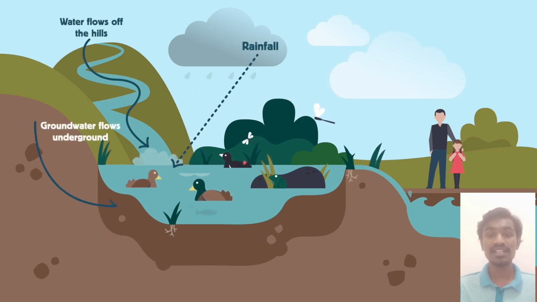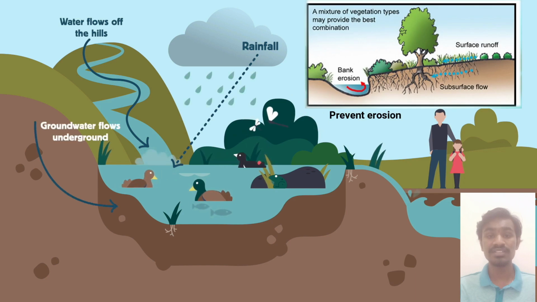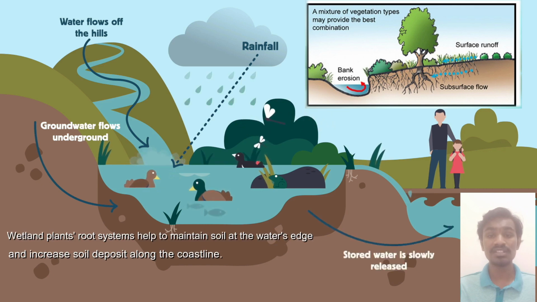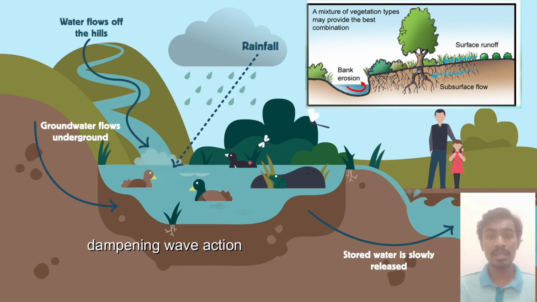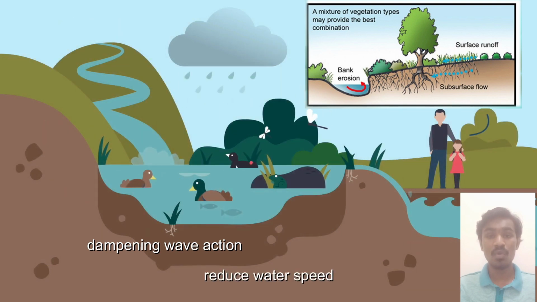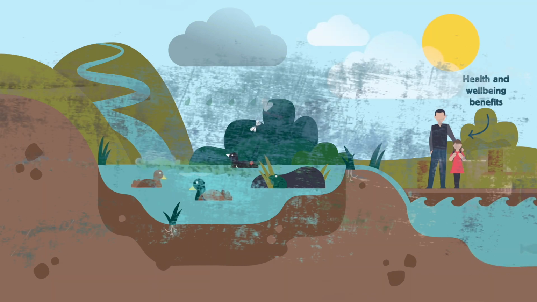Wetlands linked with rivers and lakes serve as erosion barriers in their natural state. Wetland plants' root systems help to maintain soil at the water's edge and increase soil deposit along the coastline. By dampening wave action and reducing the speed of water currents, wetland vegetation near shorelines helps to prevent erosion. So these are some of the benefits of wetlands in our ecosystem.